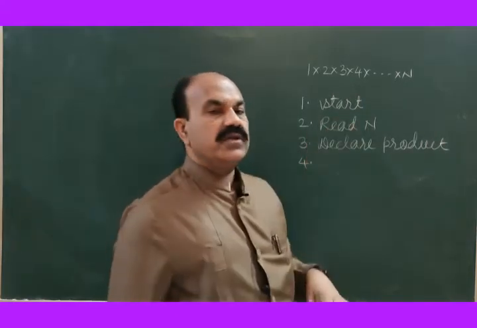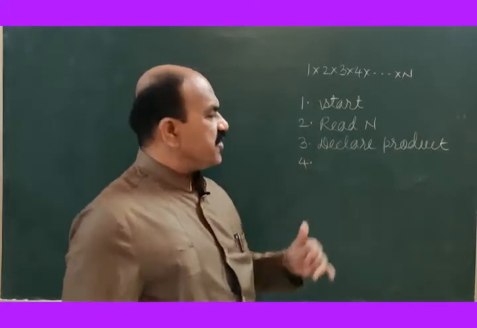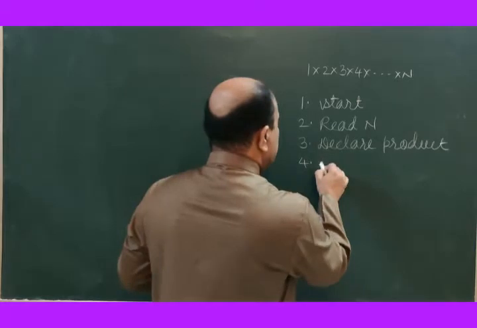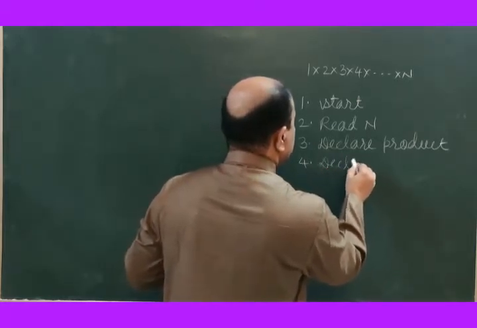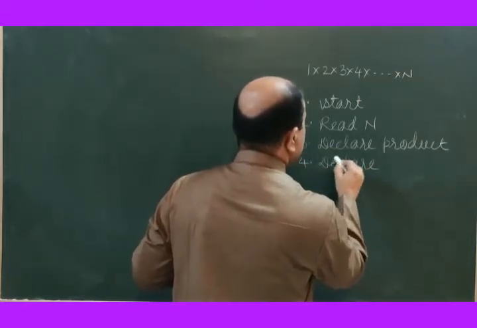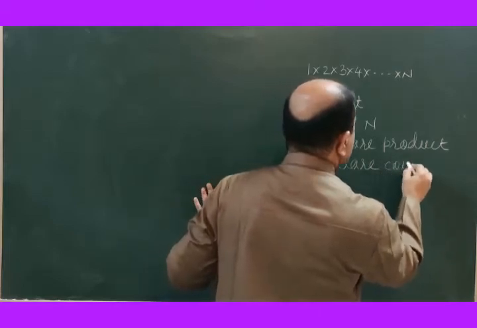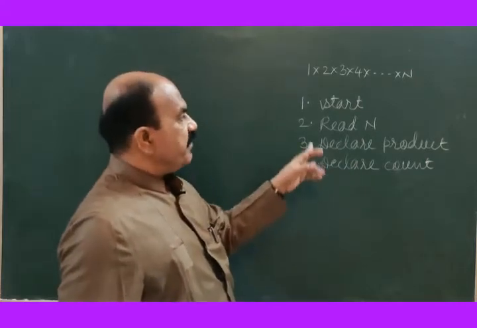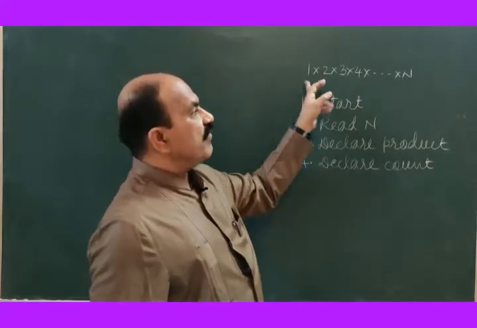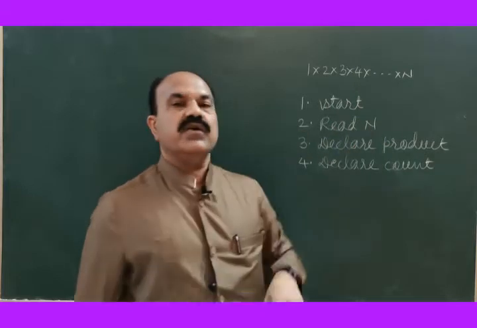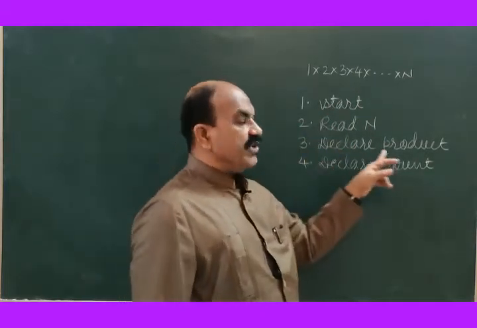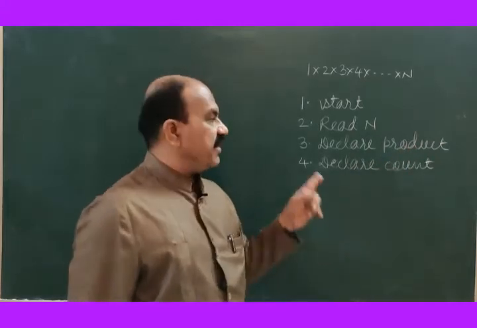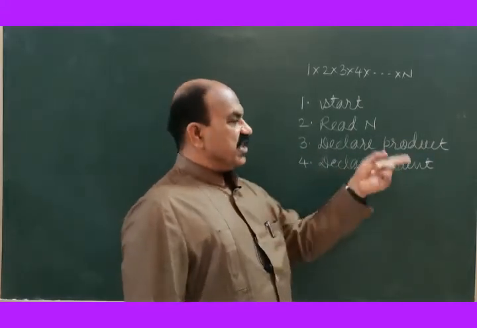After declaring the product, you have to declare the count. Actually, you have to declare the product and count simultaneously. Declare the count. This count is needed because we have to take the product from 1 to n. So we need a count, and to take this product, we need a variable. So we have to declare the variable for the product. That is, declare product, declare count.